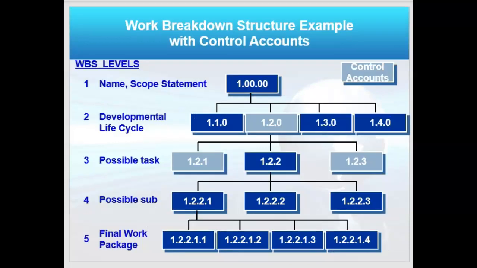Here's a good picture of a work breakdown structure. And I could have the scope name and the scope statement here. I would list my developmental life cycle here, possibly, and break it down into tasks, subtasks. The lowest level of any work breakdown structure is the work package. That's also a test question. The lowest level of the work breakdown structure is the work package.